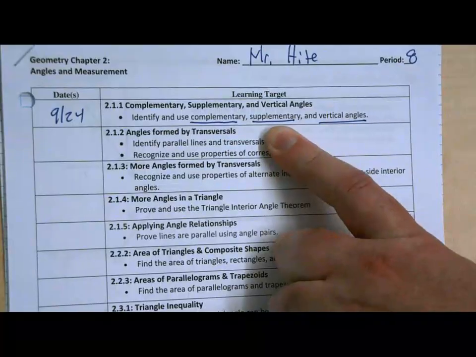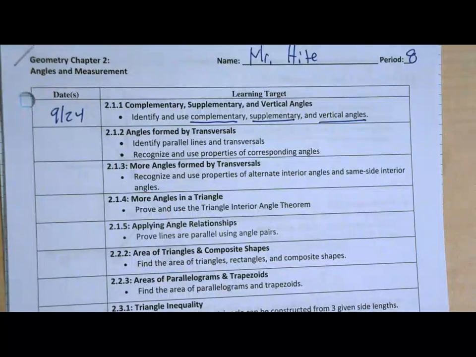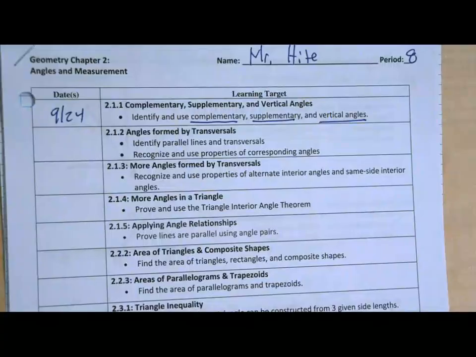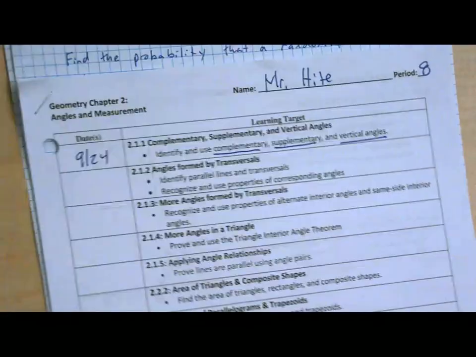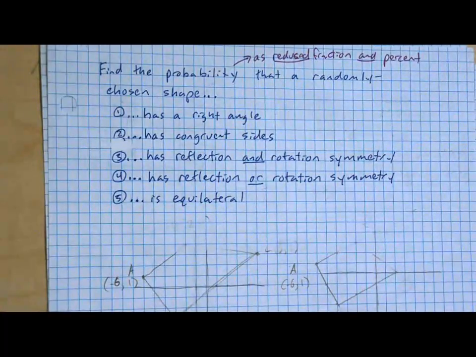Supplementary angles are very similar. I'm going to have two angles, and they're going to add up to something special, but it's not 90 degrees. What's the other really important angle that we see a lot in the real world? 180. So supplementary angles add up to 180. Complementary add up to 90. Supplementary add up to 180. Vertical angles we'll talk about in a minute. So let's burn through the first part, because I think a lot of us have seen this before.